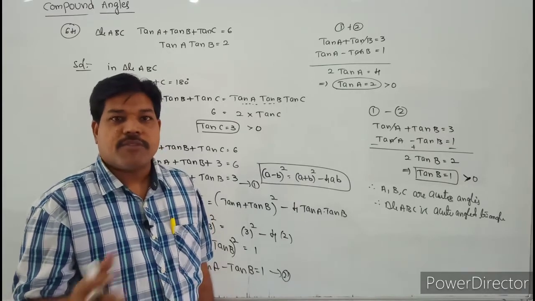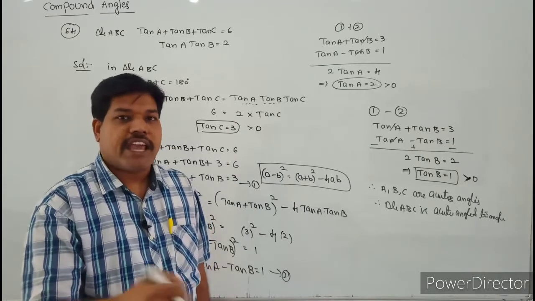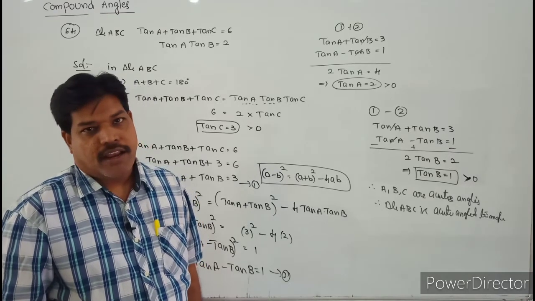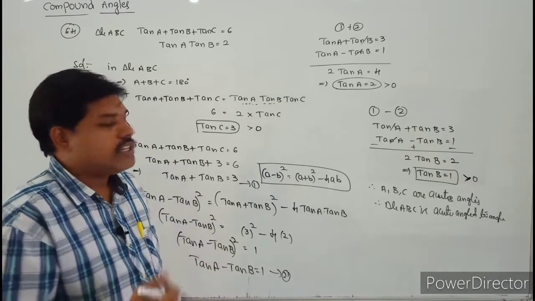The first quadrant is nothing but 0 to 90. That means every angle is an acute angle. So automatically the triangle is an acute angle triangle. Do you understand, students? So see that question.